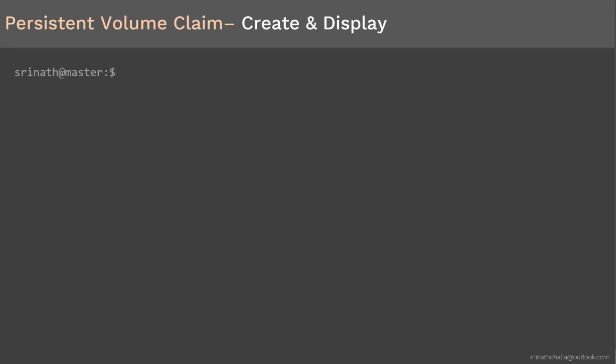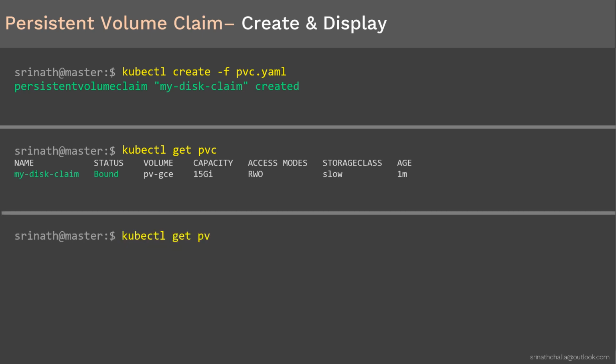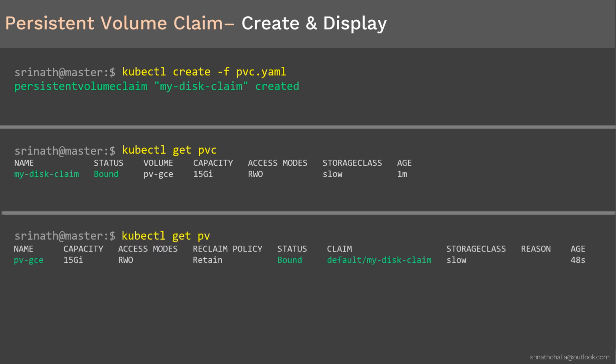You can create the PVC using kubectl create command followed by config file name. So to display the PVC, we can run the kubectl get PVC, which will display all PVCs. From the output, you can see the PVC is bounded to the PV. Now, you can also display the PV using kubectl get PV. As you can see, PV is bounded and the claim name is my disk claim.